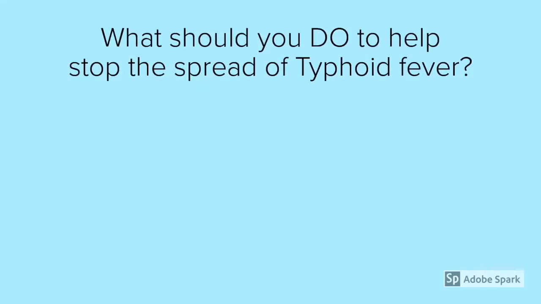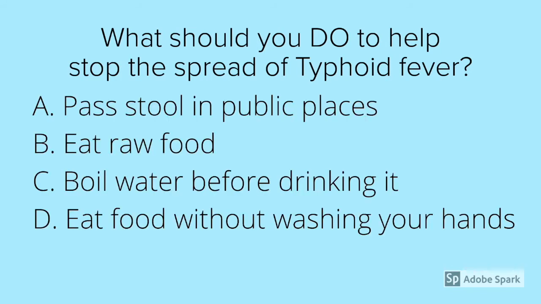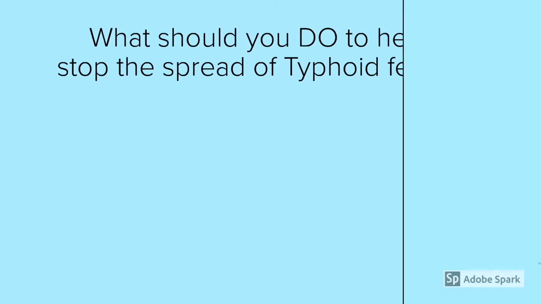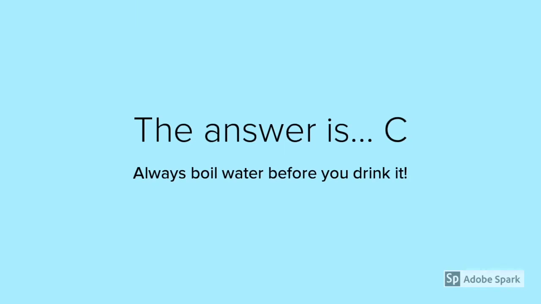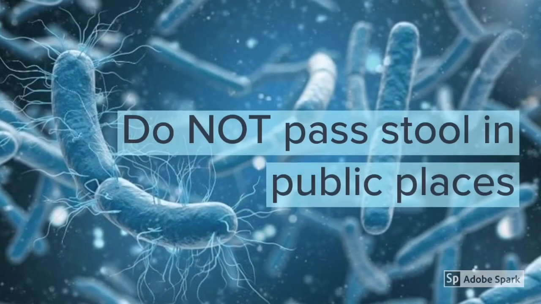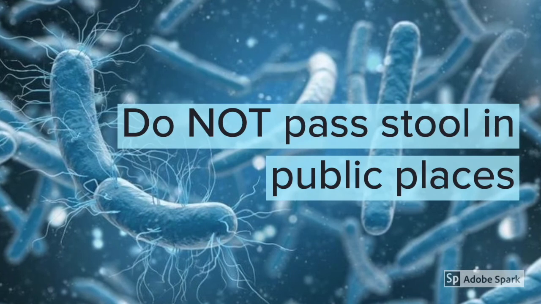What should you do to help stop the spread of typhoid fever? A. Pass stool in public places. B. Eat raw food. C. Boil water before drinking it. Or D. Eat food without washing your hands. The answer is C. Make sure you always boil your water before drinking it, as this can kill the typhoid bacteria. Do not pass stool in public places.